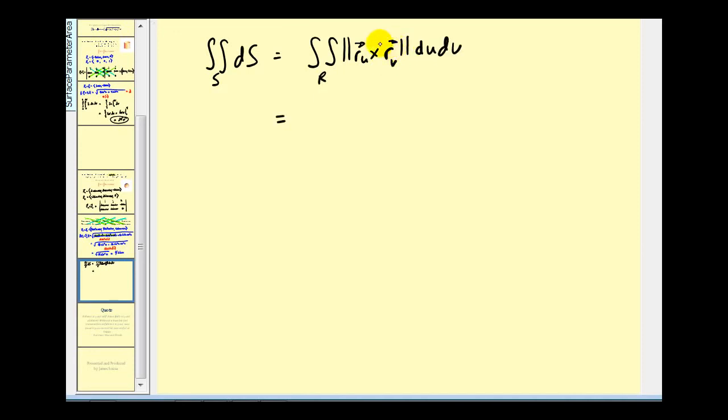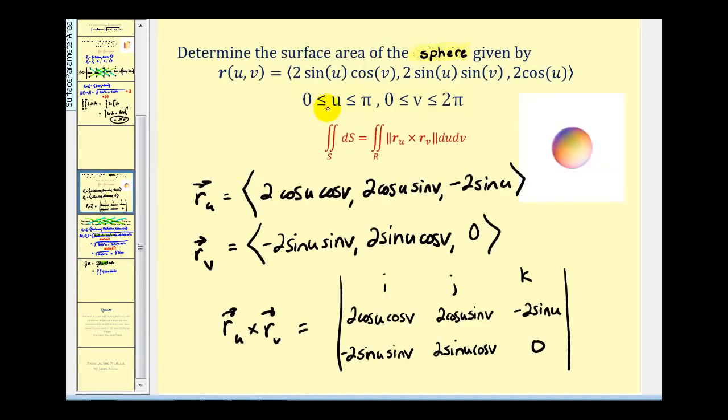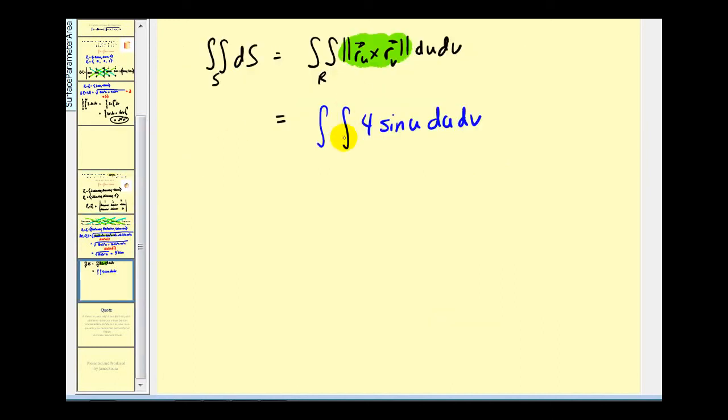So we had to perform all of that work to determine the magnitude of this cross product, and again it came out to 4 sine u. And we'll have du dv. Let's go back and take a look at the intervals for u and v. They were from 0 to pi and from 0 to 2 pi. So u is from 0 to pi and v is from 0 to 2 pi.